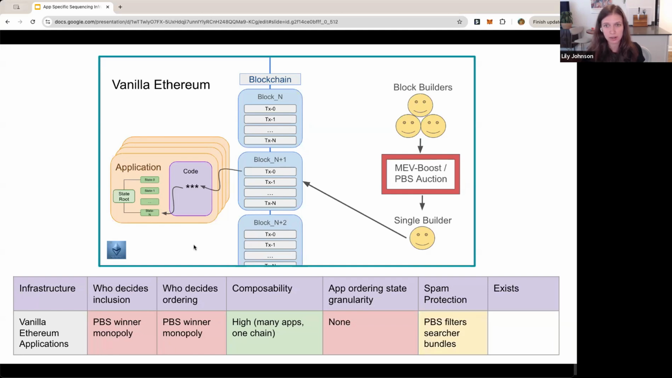In terms of spam protection, Ethereum does have spam protection today. The block builders typically offer a service to searchers who are bidding for opportunities on chain. They will offer revert protection, as in, hey searcher, if your transactions are going to revert, I'm not going to put that on chain. And this helps the rest of the users of Ethereum to not have to compete with the failed searcher transactions. It overall helps reduce spam and keeps the gas price low. And Ethereum exists today, as we all know. So again, this is just an example of a blockchain architecture that does not offer application-specific sequencing infrastructure.